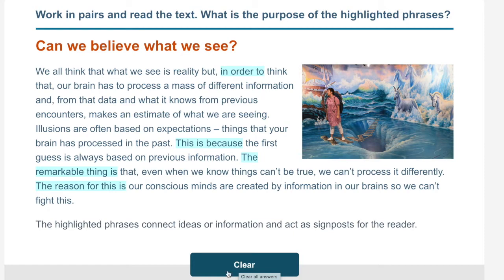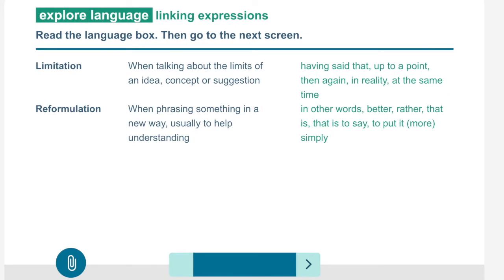So let's continue. In order to progress in the activities, first we're going to explore some language. And the language we're going to explore is linking expressions. Let's read this language box together. You also have it on the page. We have some phrases that help us indicate that there are some limitations to a concept, or that we need to reformulate a concept. So what do we mean by this?